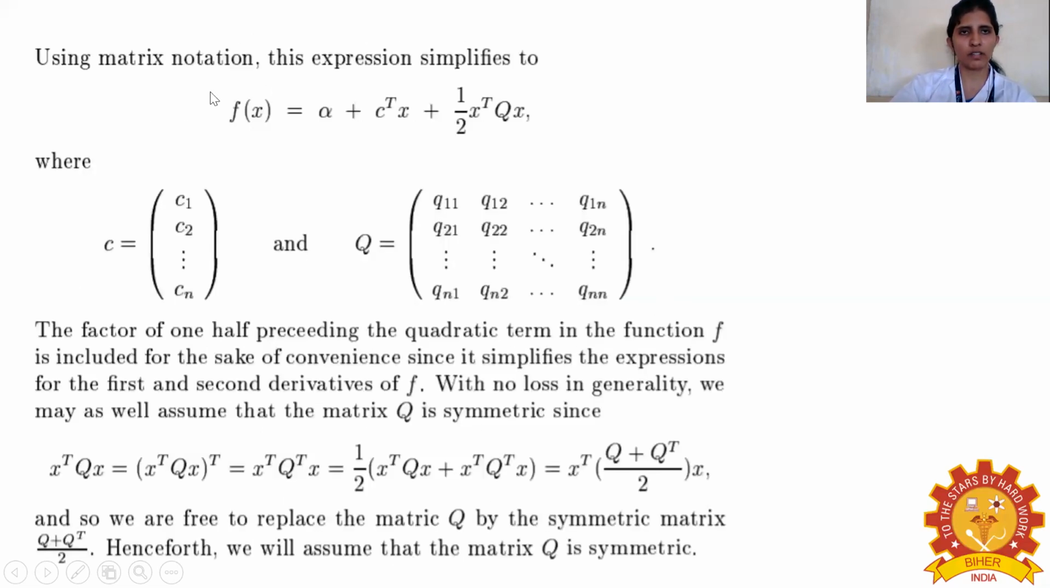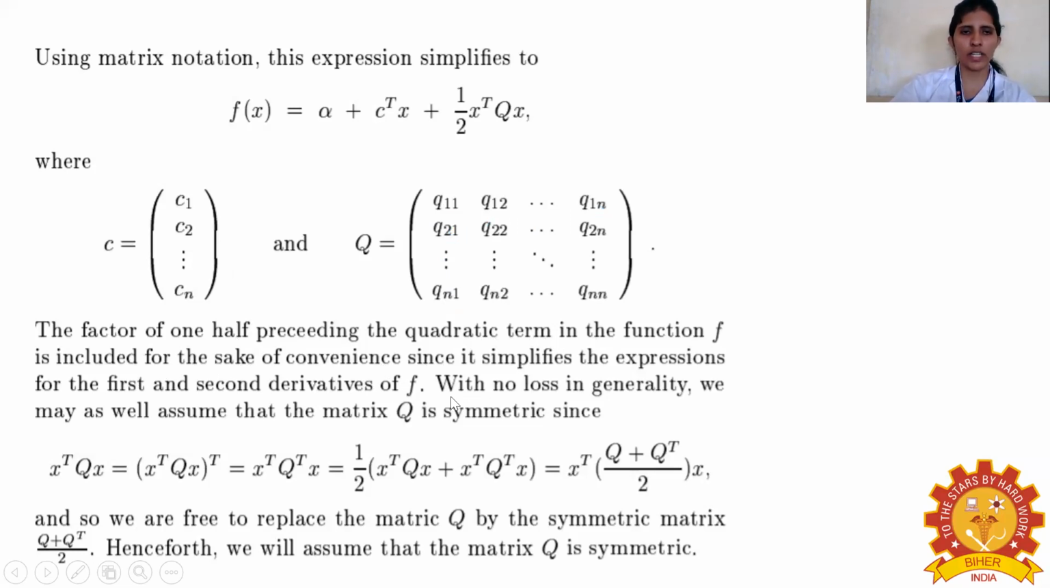So using the matrix notation, we got the simplified expression where C will be equal to C1, C2 to Cn. So this is a column matrix, and Q will be equal to Q11, Q12 to Q1n, likewise to Qn1. So the factor of 1/2 preceding the quadratic term in the function f is included for the sake of convenience, since it simplifies the expressions for the first and second derivatives of f.